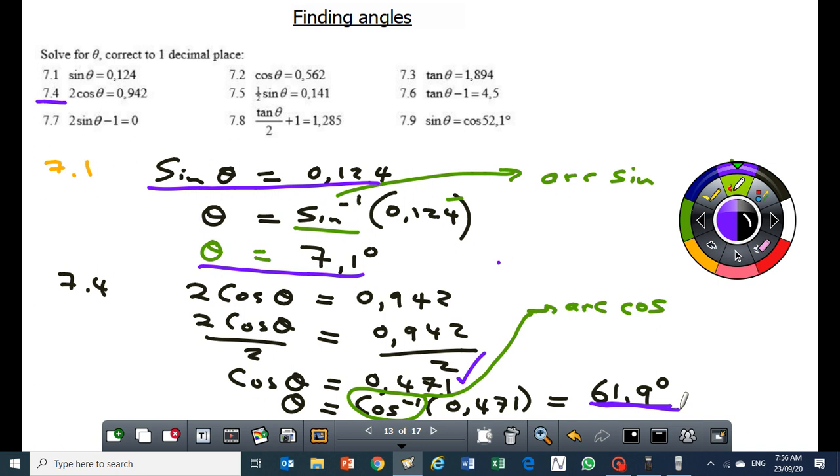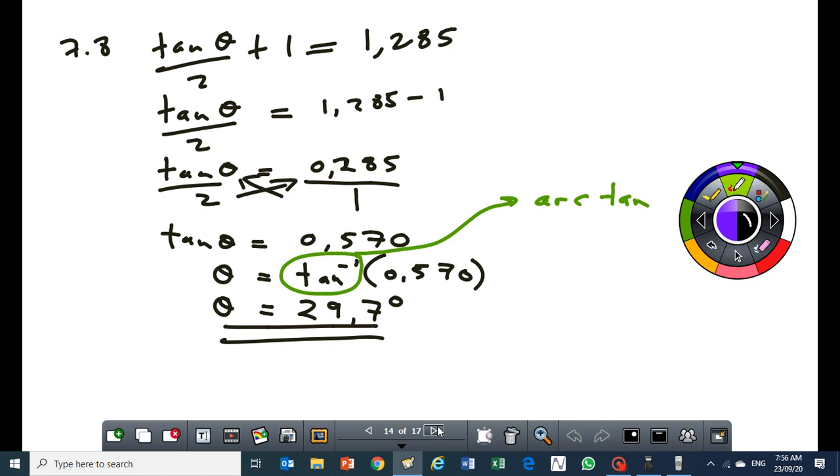And then I did a third one on tan. This question was slightly more complex because of the nature of the equation. We have to isolate that tan theta. The way that I worked it out here is not the only way of doing it. You can find the LCD and then carry on. So I took the one to the right and subtracted it from 1,285. Then 1,285 minus 1 gives you 0,285.